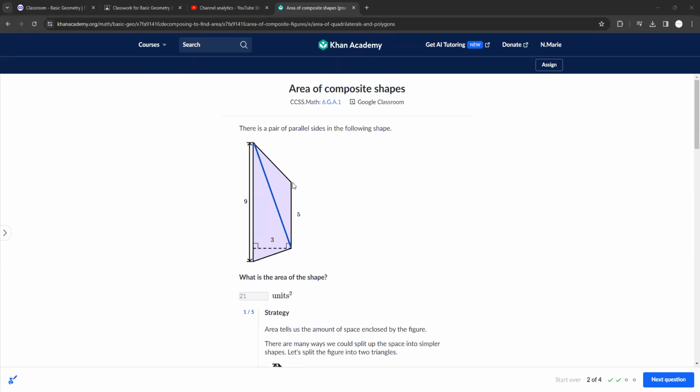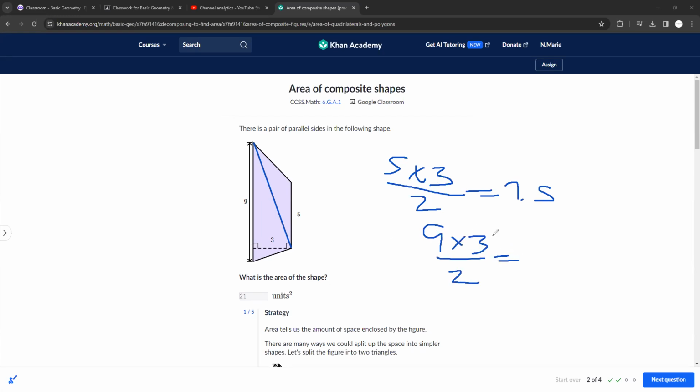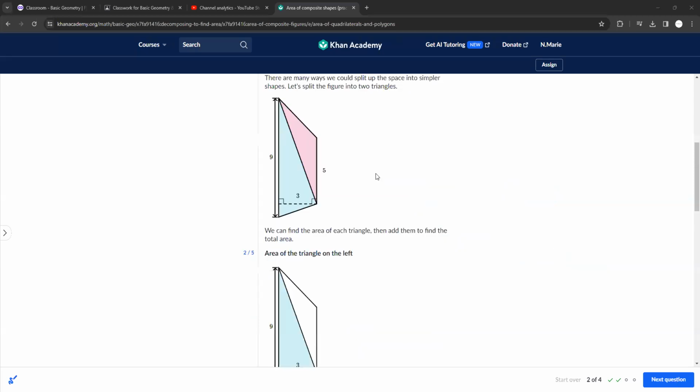So this would be a base of 5, height of 3, divided by 2, which is 7.5. And this would be a base of 9 with a height of 3, divided by 2, which is 9 times 3 is 27. 27 divided by 2 is 13.5. So if you added those together, you would get 21. So spend some time practicing splitting these up.